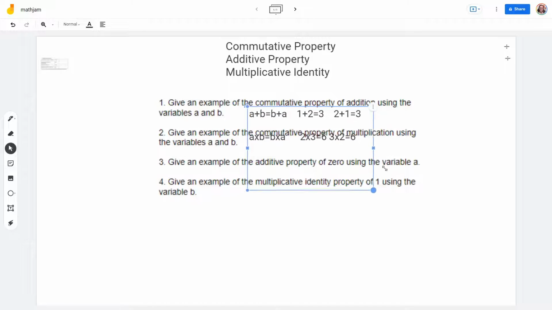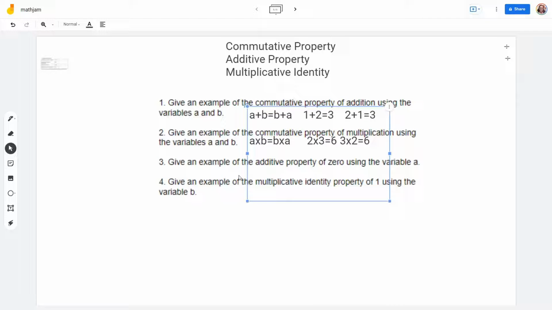So our next one here, it says, give an example of the additive property of 0 using variable a. The additive property of 0. So let's figure out first, what is the additive property of 0? The additive property of 0 is when 0 is added to any number, it does not change the value. So they want us to use variable a. So what they're saying then is that a plus 0 still equals a.